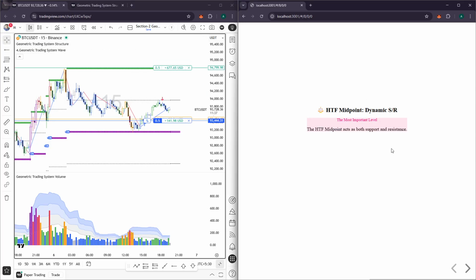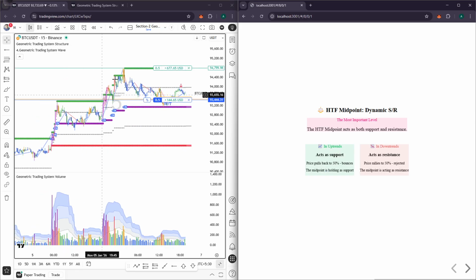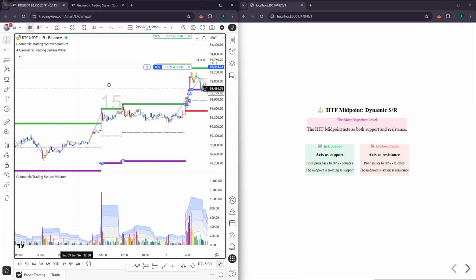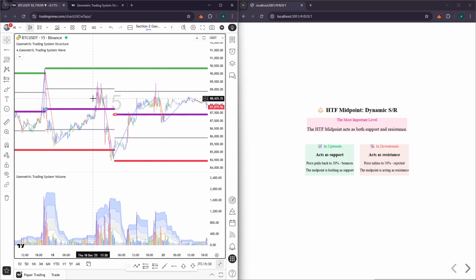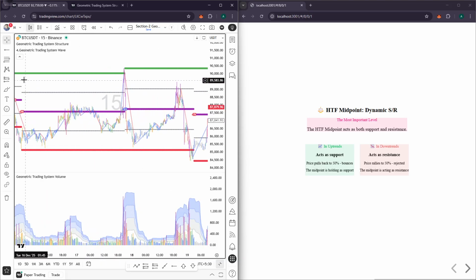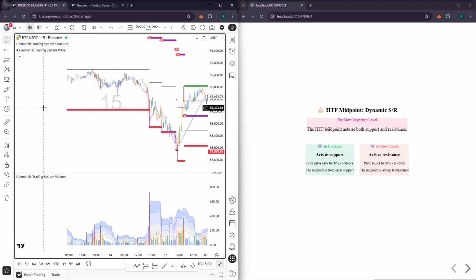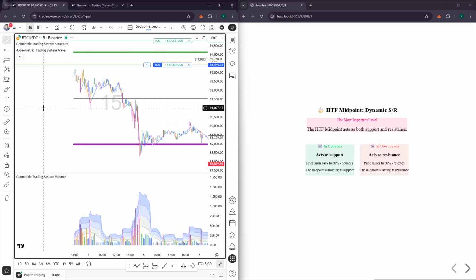So let's move on. The HTF midpoint acts as both support and resistance. We talked about this. In uptrends, it acts as support. You see, in uptrends the midpoint is going up, so we can take it as support. Price pulls back to the 50% level, bounces, the midpoint is holding as support. We can see that. In downtrends, it acts as resistance. Price rallies to 50%, rejection, and I can find out this. You see here on the downtrend, price. Let me find a better example.